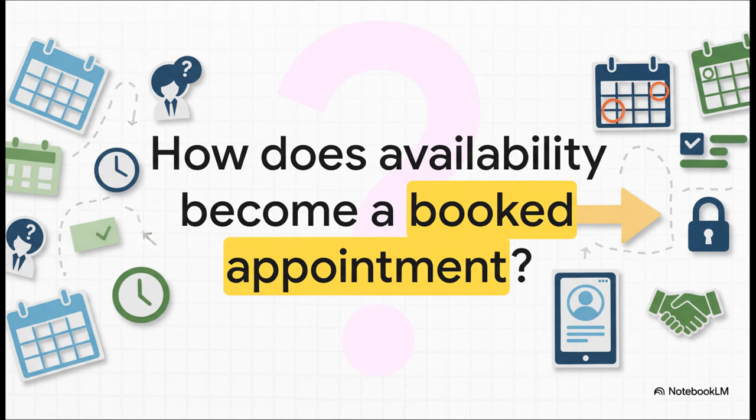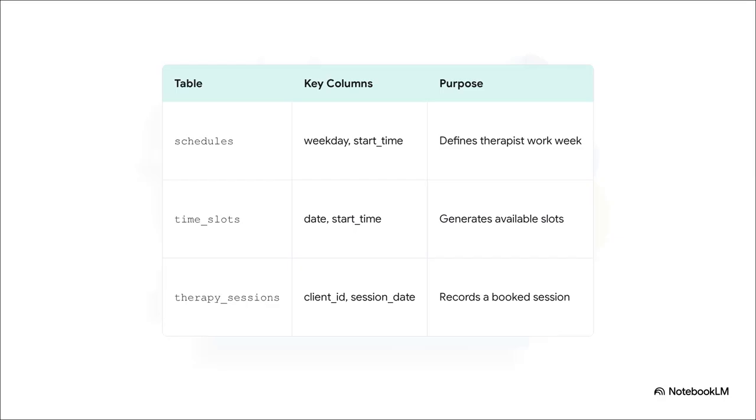So how does the system actually do it? Well, it's kind of like a three-step dance between a few different data tables. It all kicks off with the schedules table. An admin just puts in a therapist's general work week, like say they work Mondays and Wednesdays from 10 a.m. to 2 p.m. The system then takes that raw data and automatically generates all the individual bookable time slots for the next few weeks. No more manual calendar entries.